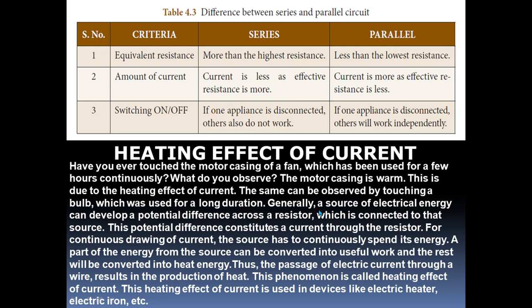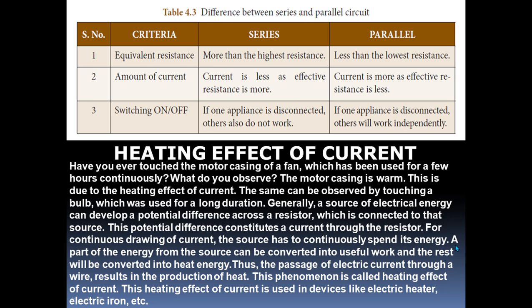Generally, a source of electric energy can develop a potential difference across a resistor which is connected to that source. This potential difference constitutes a current through the resistor. For continuous drawing of current, the source has to continuously spend its energy. A part of the energy from the source can be converted into useful work and the rest will be converted into heat energy. So this is a very important point, children.